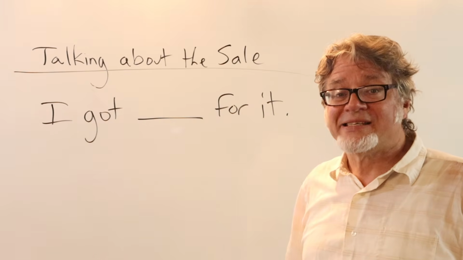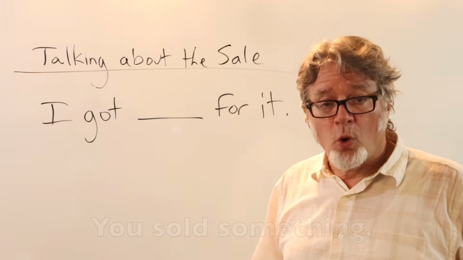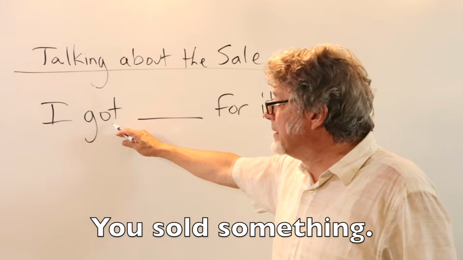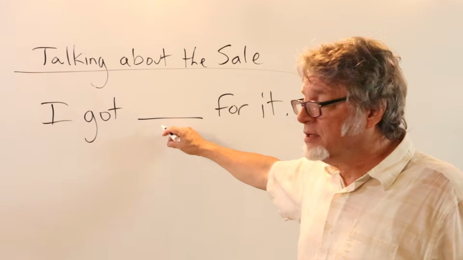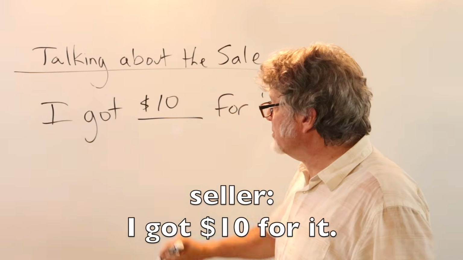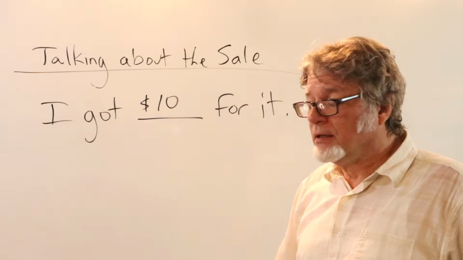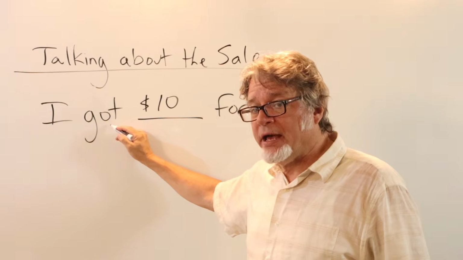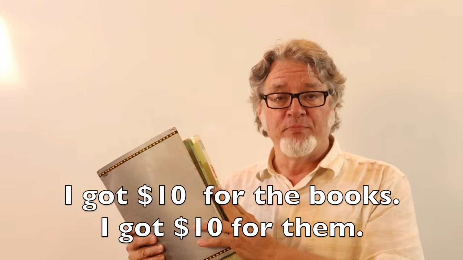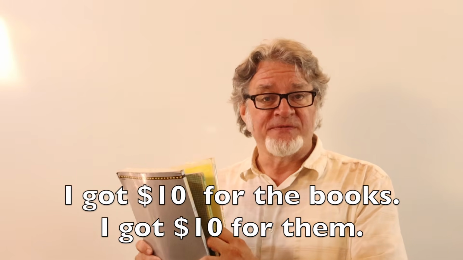When talking about the sale of something, you sold something. I got, and then here's the dollar amount. I got $10 for it. Notice again, this is the past tense for the verb get. I sold some books yesterday. I got $10 for the books. I got $10 for them. Not these books. I sold some other books.